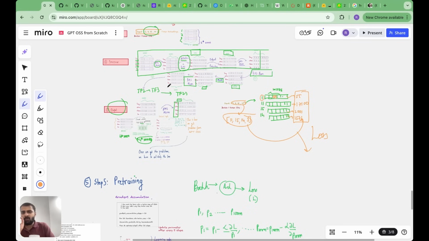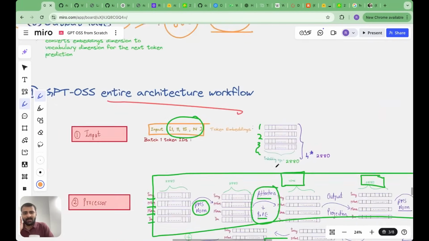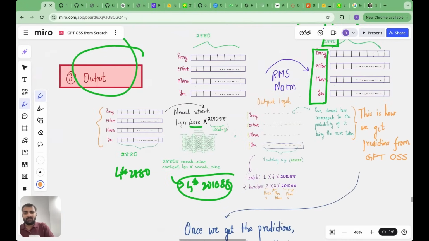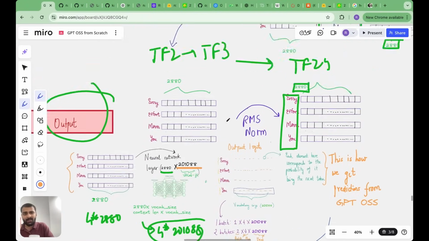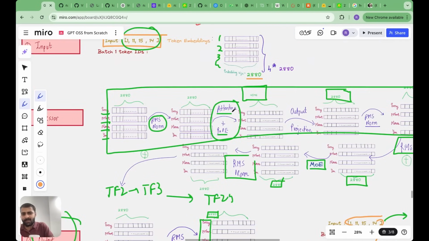I hope all of you have really understood the dimensions over here. Some key dimensions are 2880, which is the embedding dimension. Then the final layer brings it back to vocabulary size, which is 201088. Then we have an 8 to 1 grouped attention ratio here. The transformer blocks will alternate between full causal attention and sliding window attention.